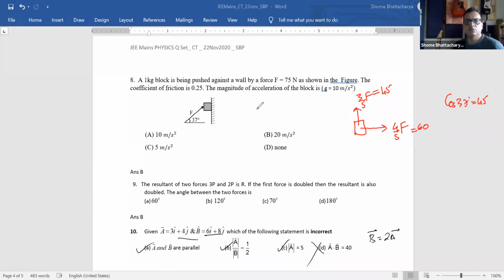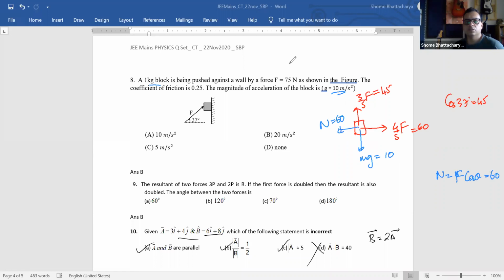Now apart from this, what forces are acting? The wall will react by applying a normal reaction. We'll discuss how much in a moment. And the block's weight is 10 newtons, because g is 10 and mass is 1 kg. So the normal reaction will be equal to F cos theta, which is 60 newtons.